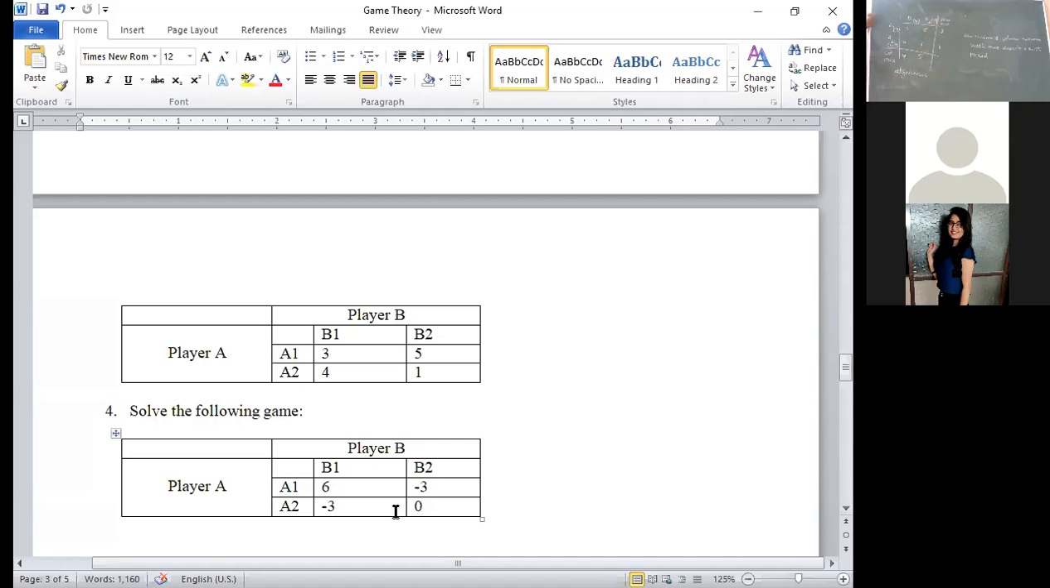Again, I am repeating. For player A1, this is the probability of success P. Q, you know, probability of failure. Same, P, 1 minus P. Q, 1 minus Q. Here is the formula to calculate the value of the game. Finally, what they asked: solve the following game. That means we need to find the value of the game. Students, you have to remember this formula.